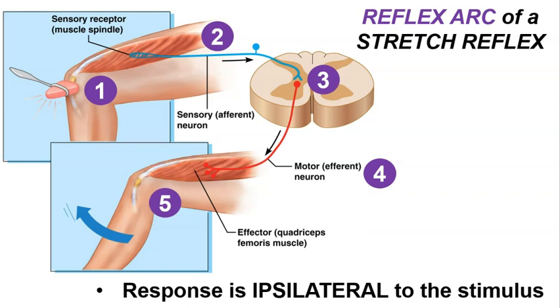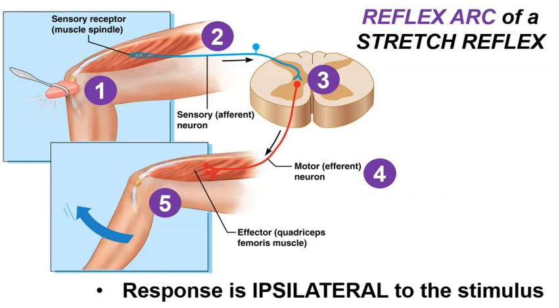Specialized sensory receptors within the muscle, they're called muscle spindles, will detect this stretch, which causes a sensory nerve to fire. The sensory nerve extends all the way to the spinal cord, where it delivers its information directly to a motor neuron. These motor neurons have synapses with the quadriceps muscles, and when the motor neurons fire, they cause the quadriceps femoris muscles to contract, thereby resisting the initial stretch stimulus.